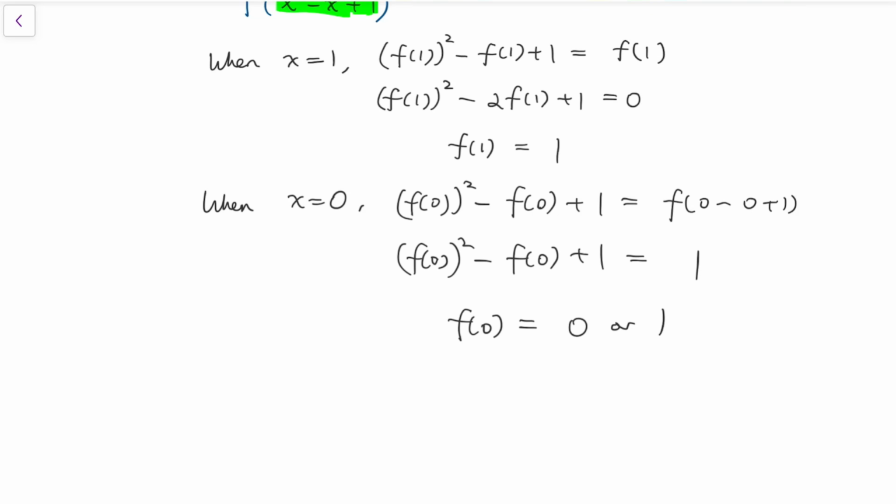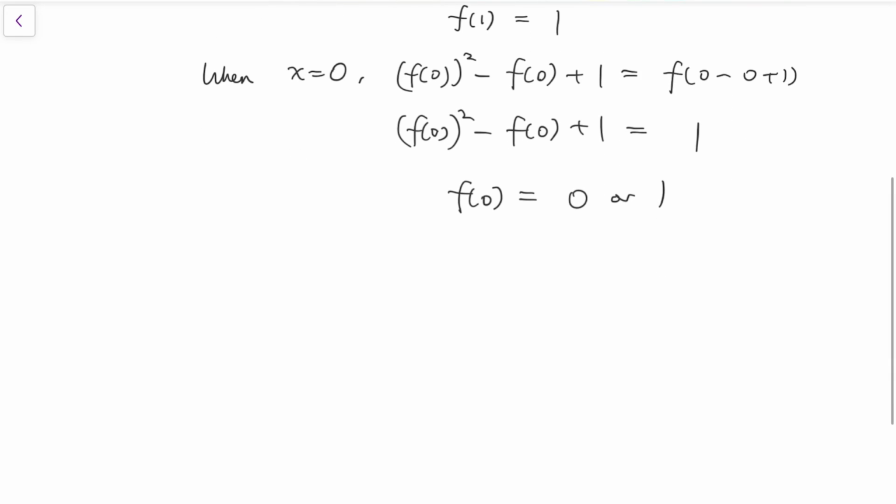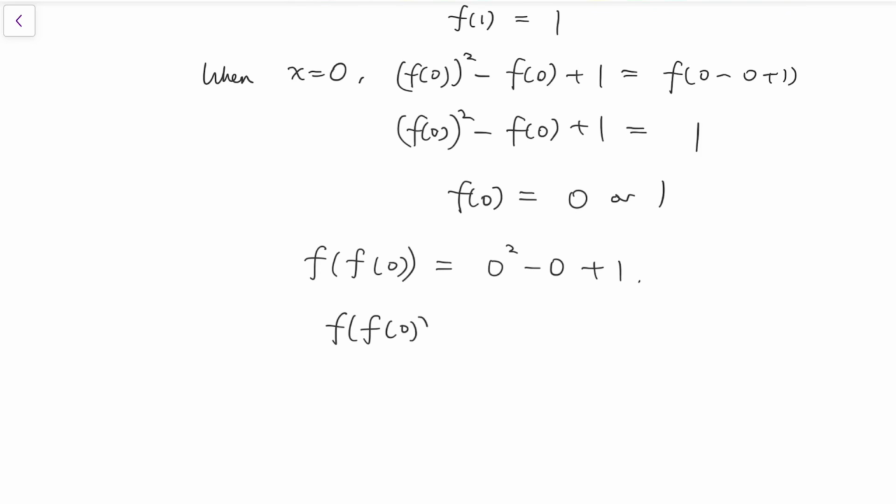So at this point, we have two candidates for our final answer. Of course, we can take both, but we still have to check each of them one by one. To do this, I'm going to put x equals 0 into our original equation right at the very beginning, which is that f of 0 has to be equal to 0 squared minus 0 plus 1. That means f of f of 0 has to be equal to 1.